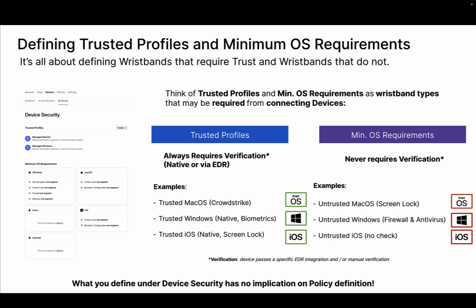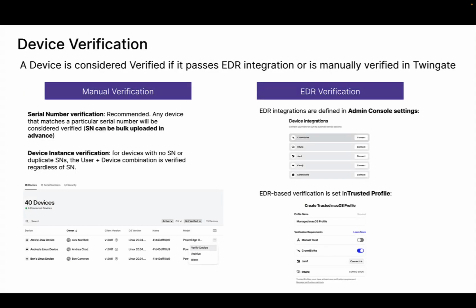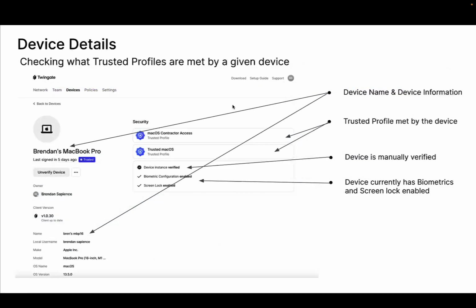Right, so you can be quite flexible in how you create trusted profiles and minimum OS requirements. Now, the manual verification versus EDR verification. EDR verification, all you need to do is connect your EDR to the admin console once and for all, and then you can select the EDR in your trusted profiles, or you can rely on manual verification, which is most likely going to be serial number verification. It works best for verification in TwinGate.